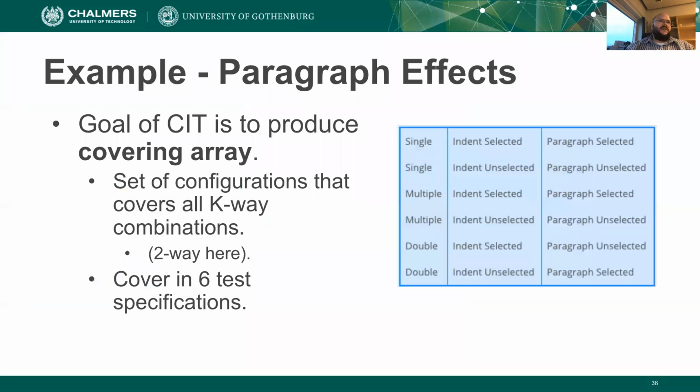So by eliminating the configurations that repeat already tested pairwise combinations and some simple shuffling around, you can create an array of 6 different configurations that covers all pairwise combinations of inputs. So single selected, single unselected, multiple selected, multiple unselected, double selected, double unselected, selected and selected, selected and unselected. Where are we? Selected, right? Single and selected, single and unselected, multiple selected, multiple unselected, double, and so on, double selected, double unselected, right?